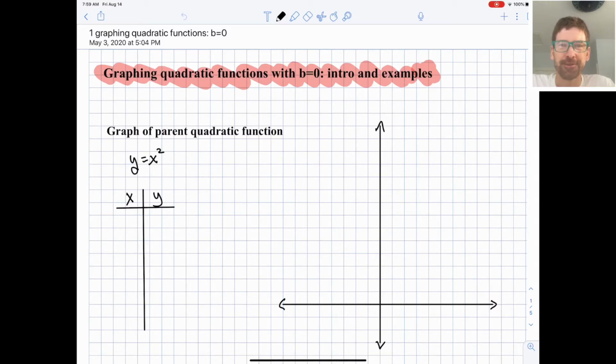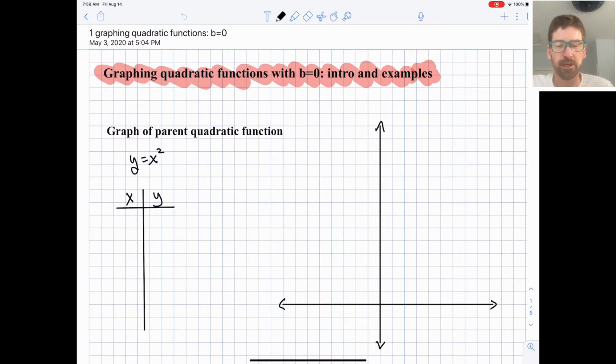All right, this is our first video in our unit on quadratic functions, and in this particular video we will be graphing some simple quadratic functions where the b coefficient is equal to 0. I'll explain what that means in a second. And we'll start with an introduction and then go through a few solved examples.